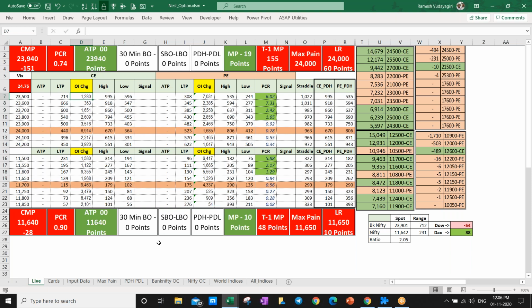But the only thing is that there's a delay in the data which you get from the NSE website. So you cannot just go with one single piece of information here. You have to see the charts also. You have to use the charts and these data points for higher accuracy of option writing.